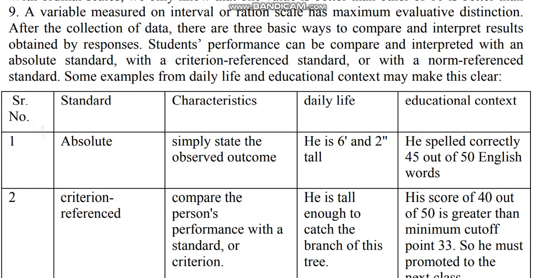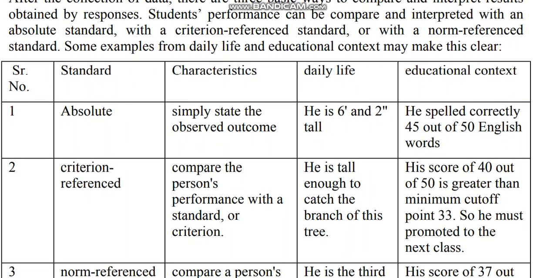That is absolute: a characteristic simply states the observed outcome. He is 6 feet 2 inches tall. He spelled correctly 45 out of 50 English words.